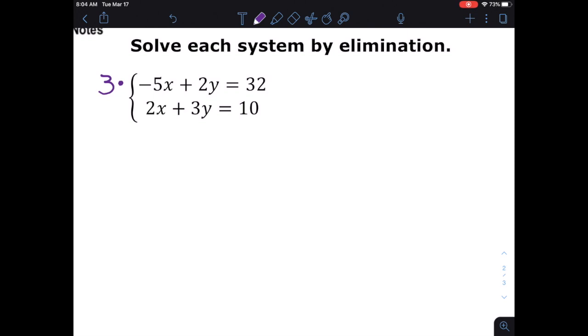And then on the bottom, I need this to be negative 6y. So I say, all right, I've got 3y. I need to multiply that by negative 2 to give me negative 6y. And then I need to multiply all the way through. So 3 has got to multiply by negative 5x, 2y, and 32. So let's do that. We get negative 15x plus 6y equals 96.